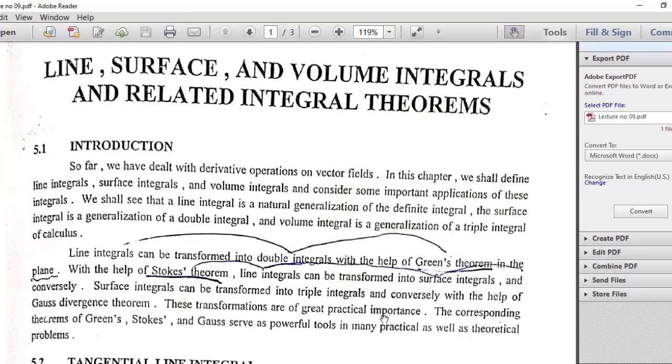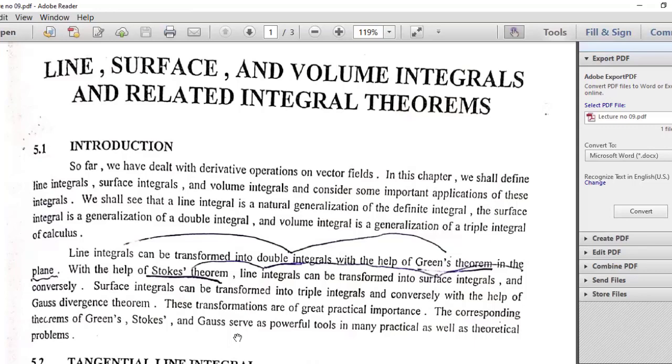These transformations are of great practical importance. The corresponding theorems of Green, Stokes, and Gauss serve as powerful tools in many practical as well as theoretical problems. Students, these three theorems play a very important role in practical problems. Inshallah, you will study in the upcoming lectures how we use Green's theorem, Stokes' theorem, and the Gauss divergence theorem in practical problems.